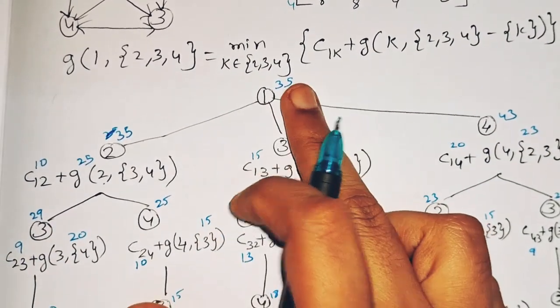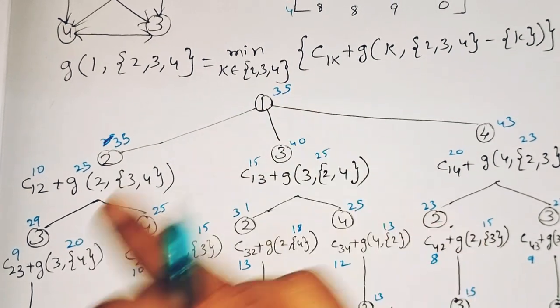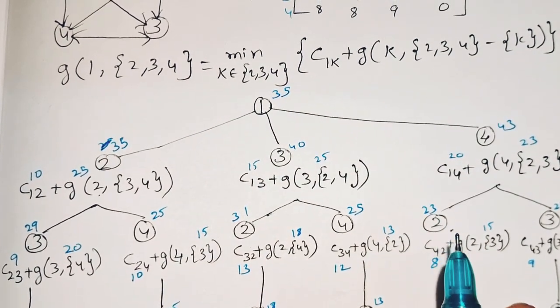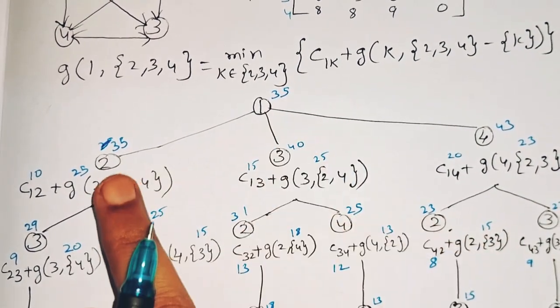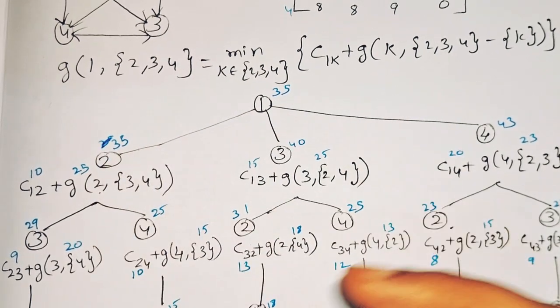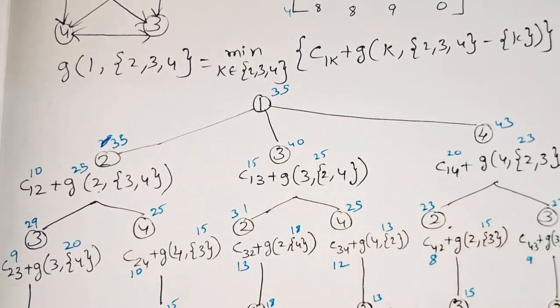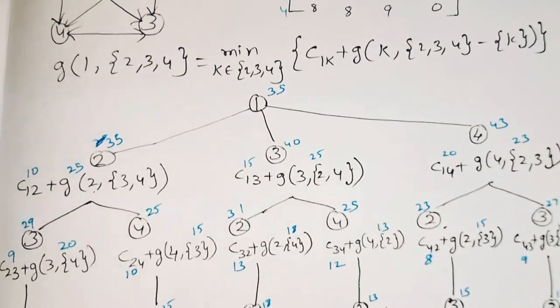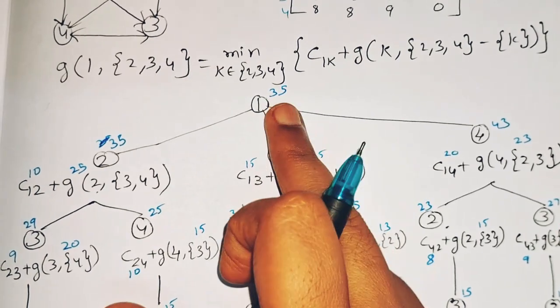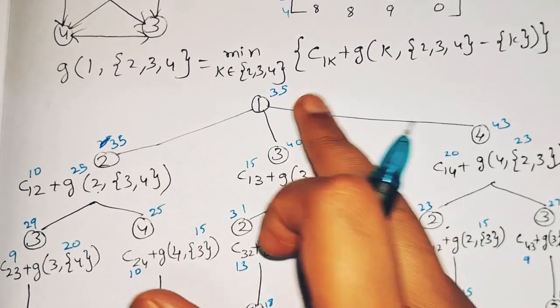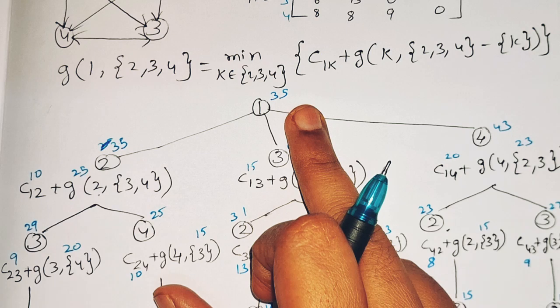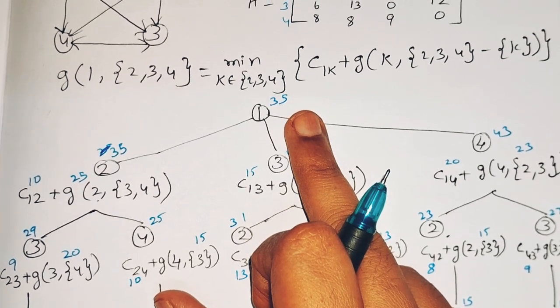Through this minimum value we can reach all the neighboring cities. So the minimum cost from 1 to the remaining nodes is 35. So this is about the traveling salesman problem.